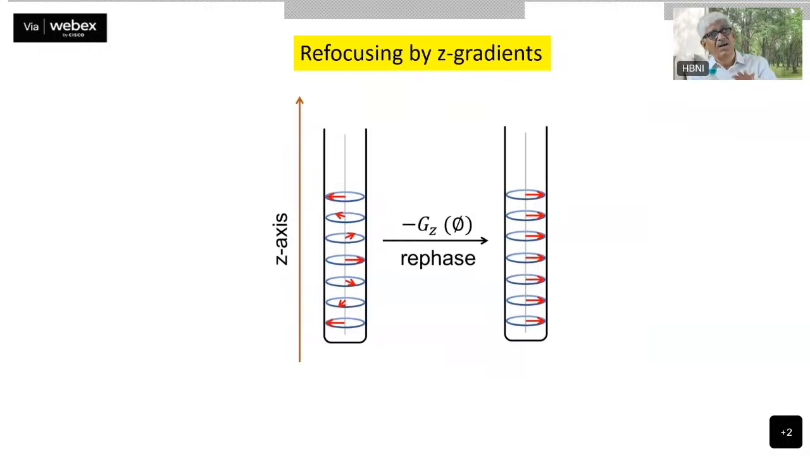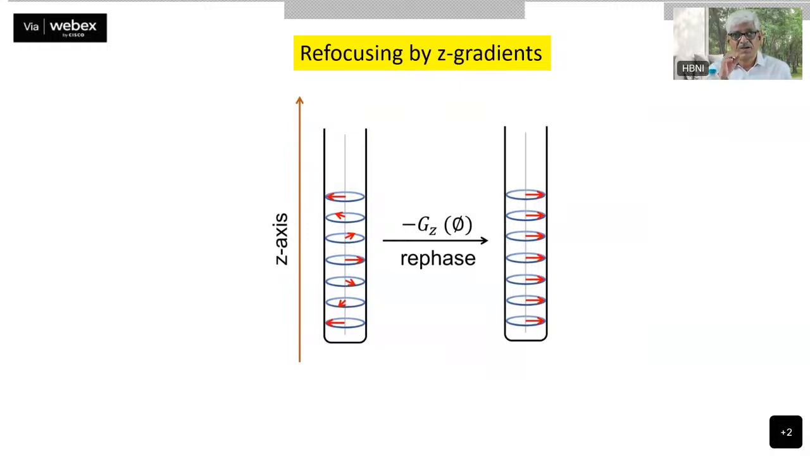Alternatively, you can also apply a 180-degree pulse in between. Then the 180 pulse will automatically change the direction. So therefore, you can keep the same gradient strength and direction. So these are the basic concepts with regard to the gradients: how to apply the gradients and what are the consequences of those.